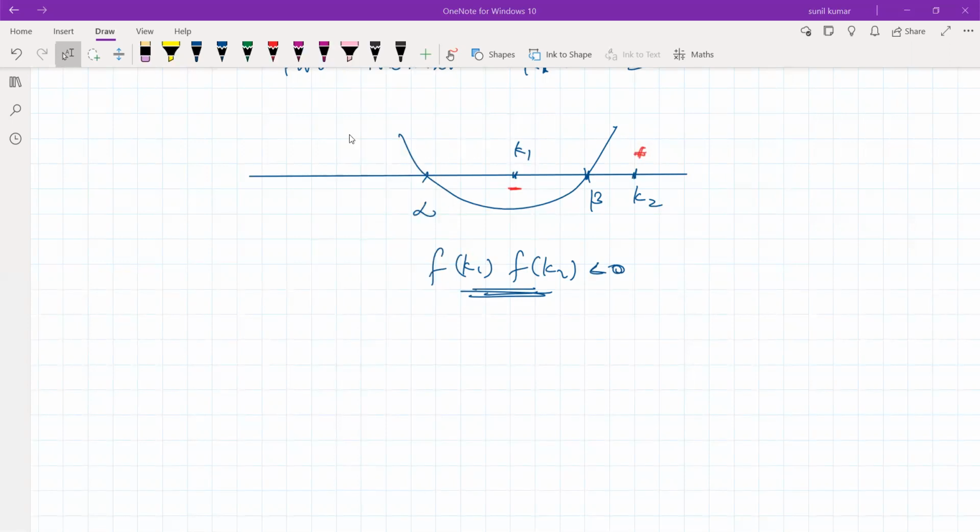I can explain with a small example. For f(k1), instead of x you put the k1 value. For f(k2), instead of x you replace with k2. So exactly one root lies between k1 and k2. Let me give one example. You please try. Let me write it.